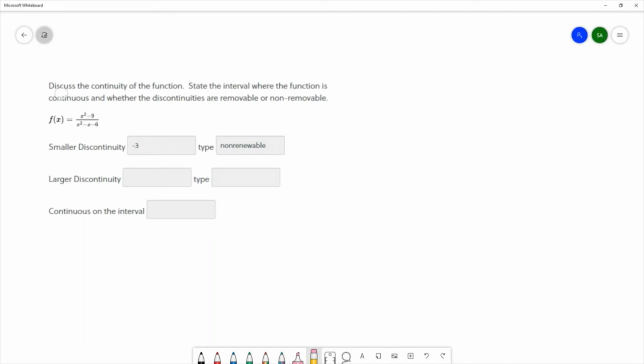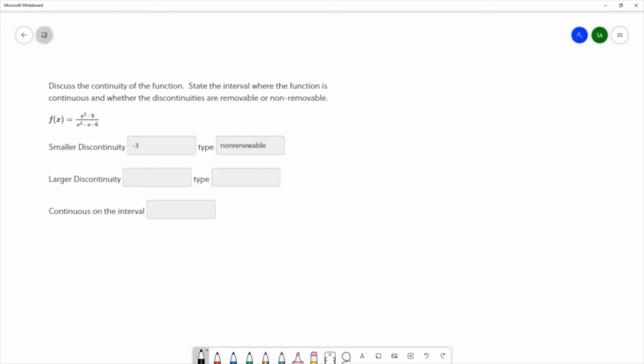Okay, this question says, discuss the continuity of the function. State the interval where the function is continuous and whether the discontinuities are removable or non-removable. So in this example, we have f of x equals x squared minus 9 over x squared minus x minus 6.